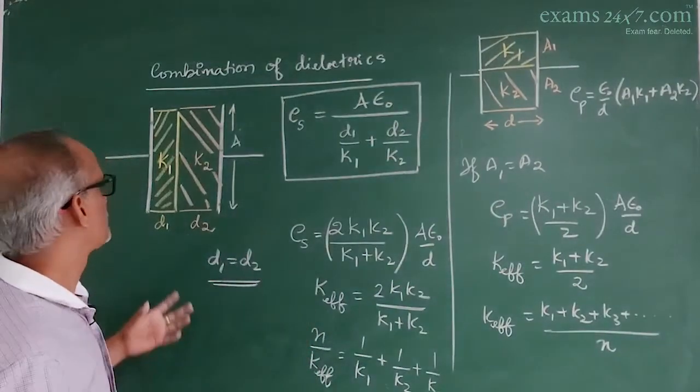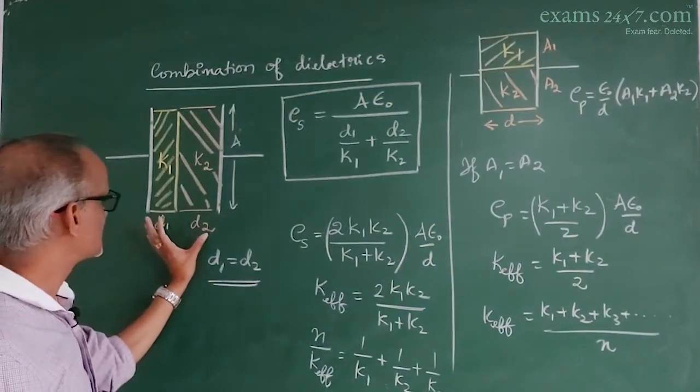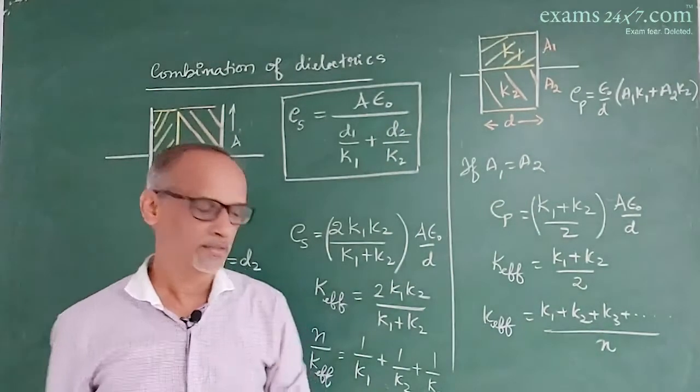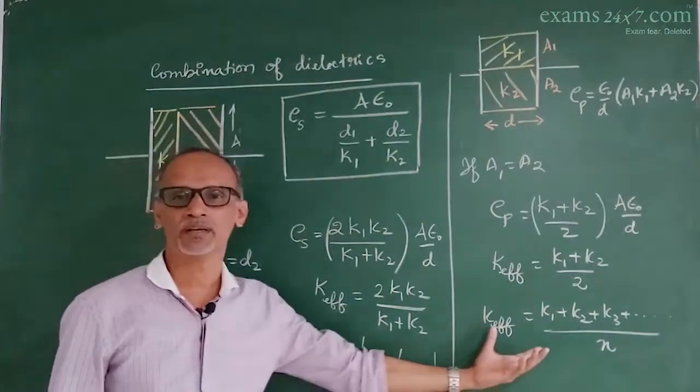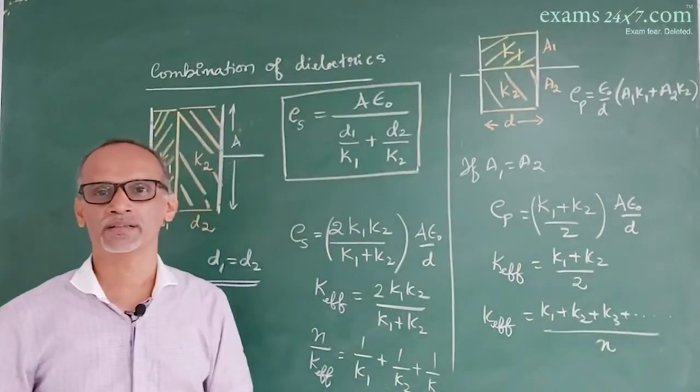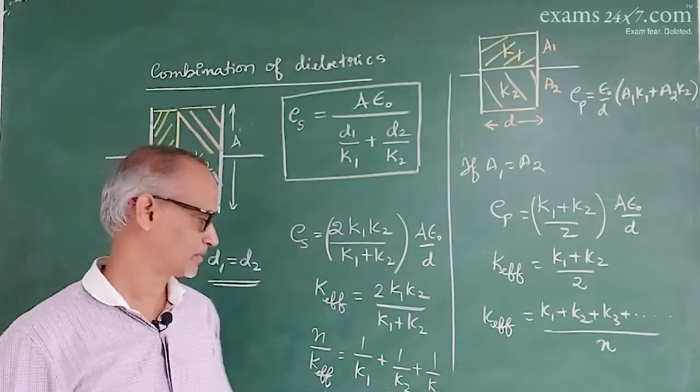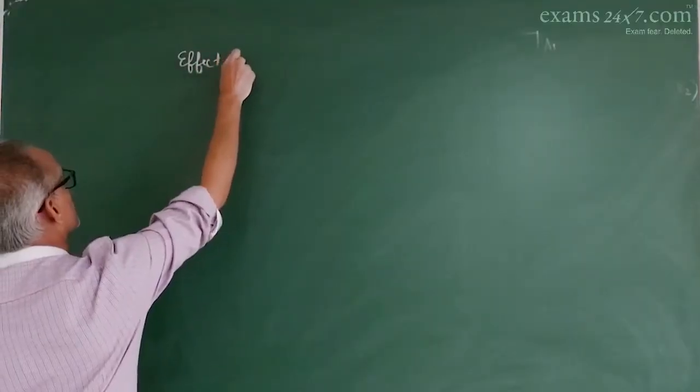Suppose if few are in series and the rest are in parallel, then use this formula in finding the effective dielectric of the combination.